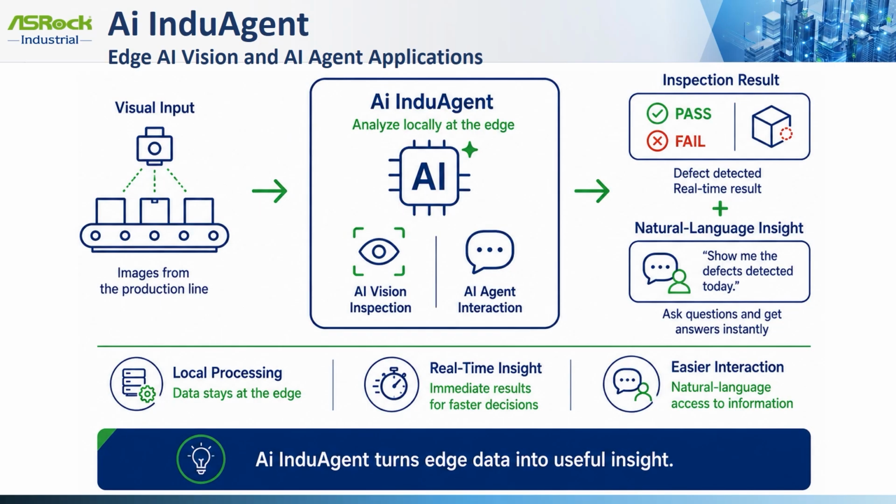Now, let's move from open automation to edge AI applications. AI into Agent focuses on AI vision inspection and AI agent use cases. For example, a manufacturer may need to inspect product quality on the production line. With Edge AI, the system can analyze images locally and provide results in real time. This helps reduce manual inspection effort and make quality control more consistent.